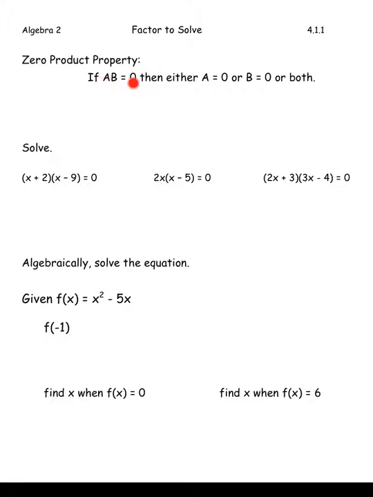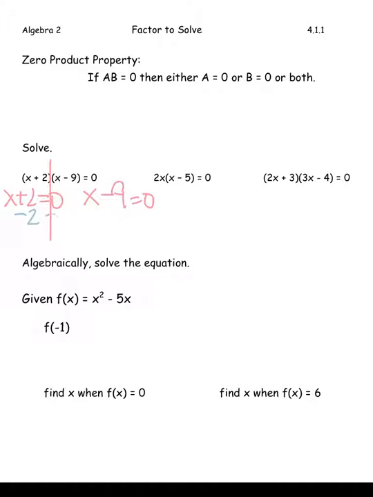It says if A times B equals 0, then either the A is a 0 or the B is a 0, or maybe both are zeros. How does that work for us in algebra? Well, here's a problem. Here's x plus 2 times x minus 9. So that's the A, that's the B, and they equal 0. So that says that one of these two numbers is the 0. Either x plus 2 is the 0 or x minus 9 is the 0. I just have to solve both.